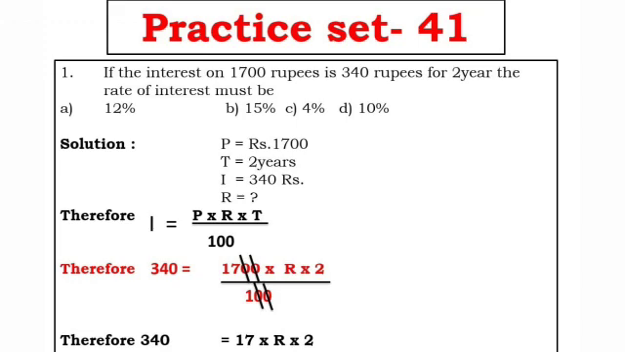So, you are going to find out the rate of interest, where principal is given as rupees 1700, time is given as 2 years, and interest is given as 340 rupees. You will write down the formula of interest, that is I is equal to P into R into T upon 100. Then substitute the value. So 340 is equal to 1700 into R into 2 upon 100. So after cancellation, 340 is equal to 17 into R into 2.